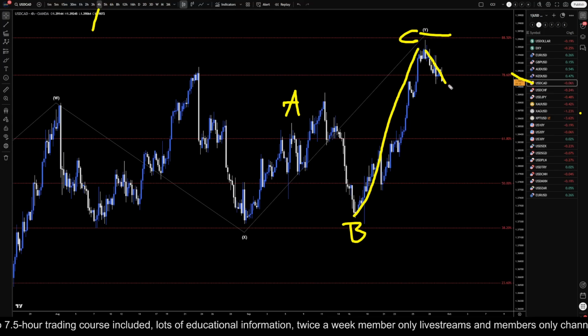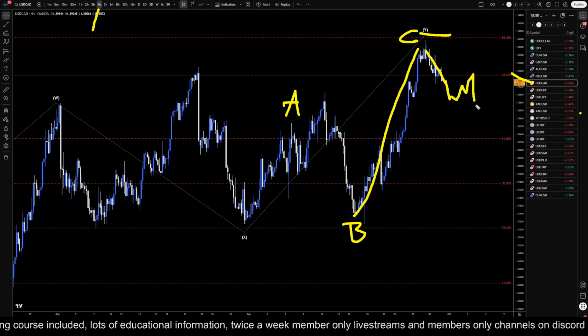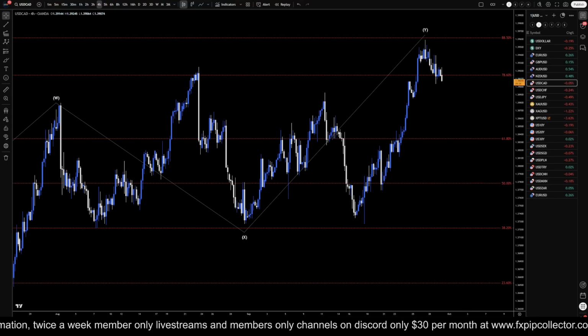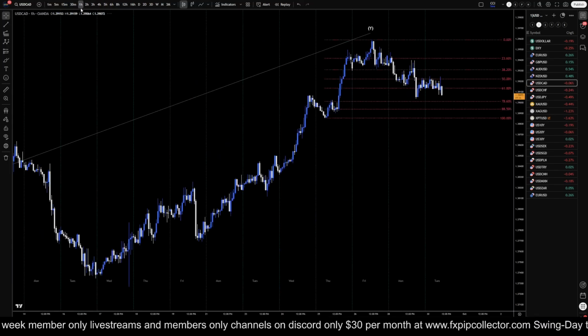So if this really is the end of a WXY, then it's actually now on the 4-hour time frame going to start a trend to the downside, making lower lows and lower highs. So going down to the 1-hour time frame.